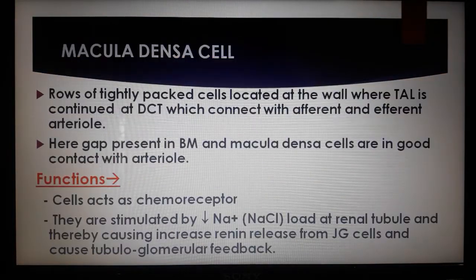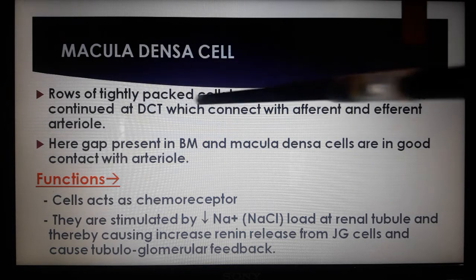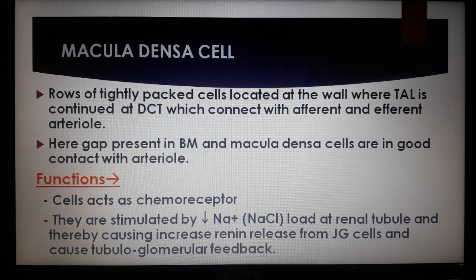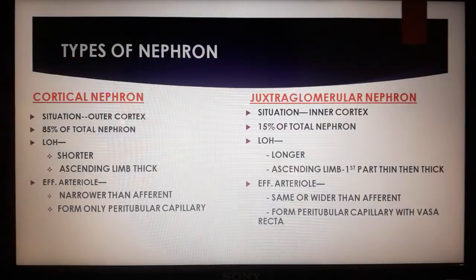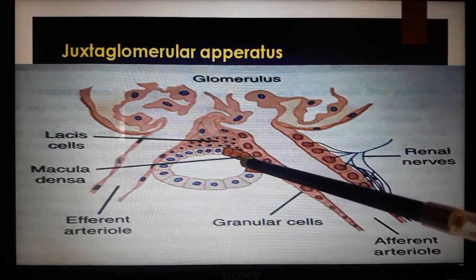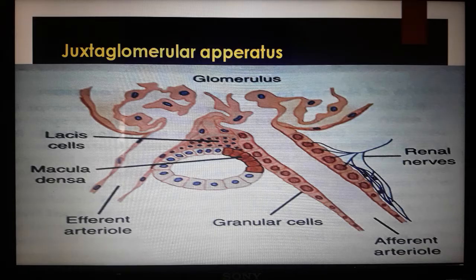Now we will go to the individual structures. Macula densa cell. These are rows of tightly packed cells located at the wall where the thick ascending limb continues as the distal convoluted tubule, which connects the afferent and efferent arteriole. Number 2 point, there is a gap in the basement membrane, and as there is a gap, the macula densa cell comes in good contact with the afferent arteriole and the juxtaglomerular cells.